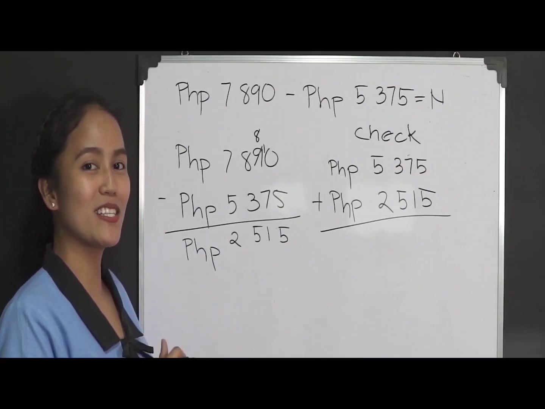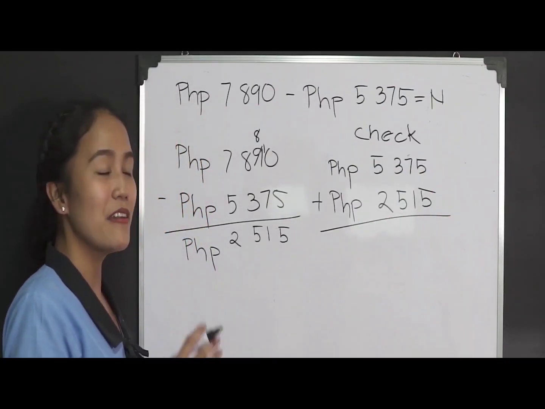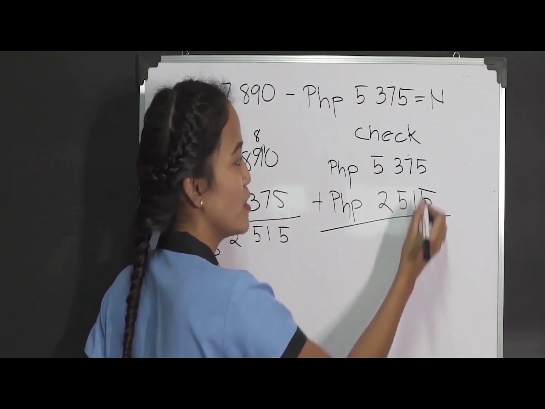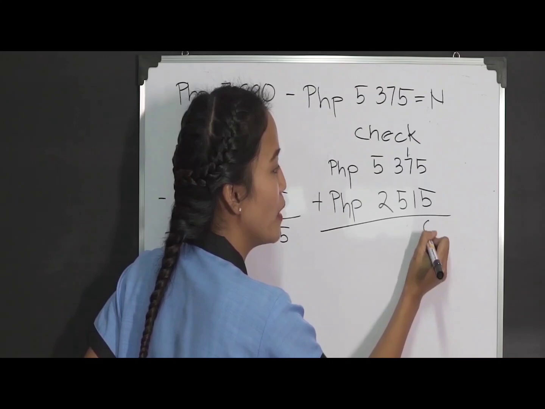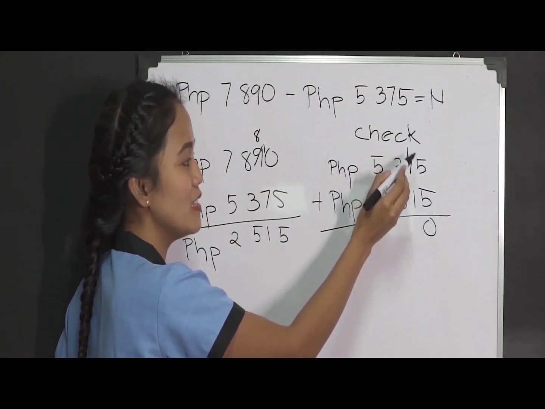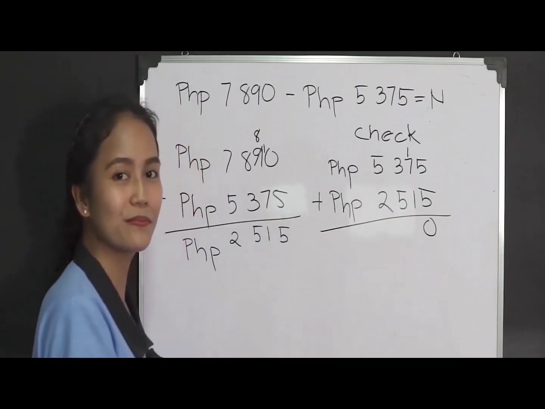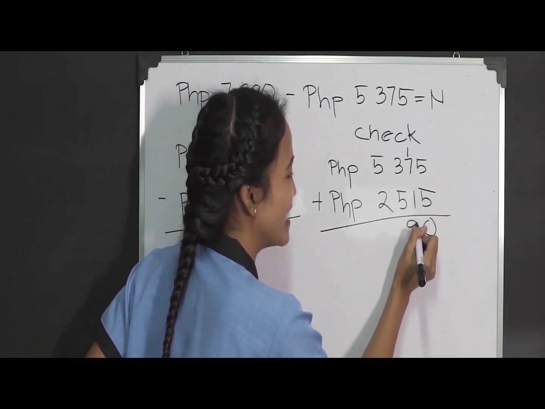Let's start with the ones column. 5 plus 5. Very good. It is equal to 10. So write 1 on the top of 7 and then write 0 in the ones column. Next is the tens column. 1 plus 7 plus 1. Yes, it is equal to 9.